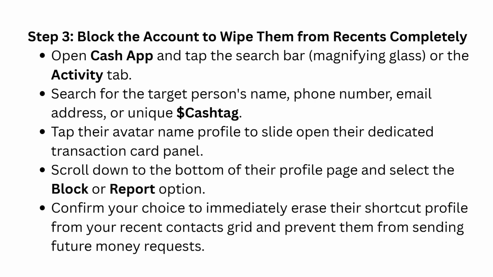Step 3. Block the account to wipe them from recents completely. Open Cash App and tap the search bar or the activity tab. Search for the target person's name, phone number, email address, or unique cash tag. Tap their avatar name profile to slide open their dedicated transaction card panel. Scroll down to the bottom of their profile page and select the block or report option. Confirm your choice to immediately erase your shortcut profile from your recent contacts grid and prevent them from sending future money requests.